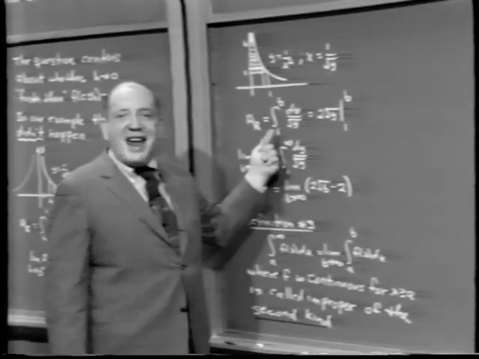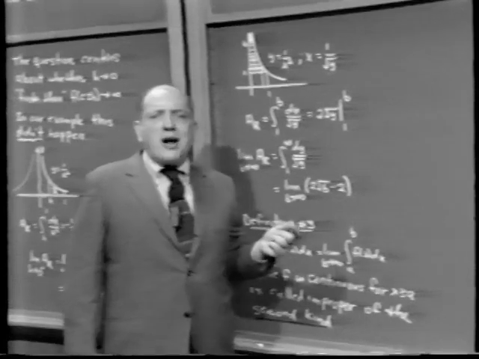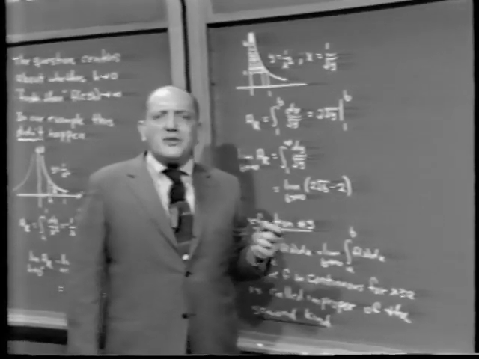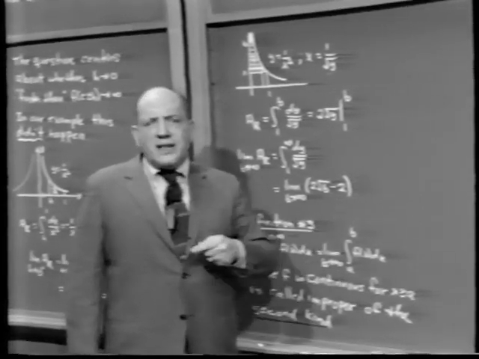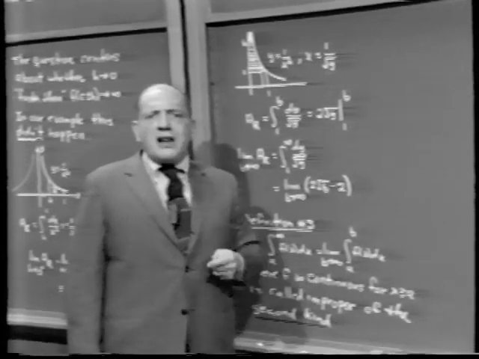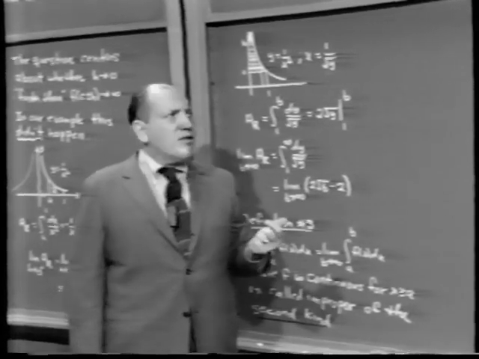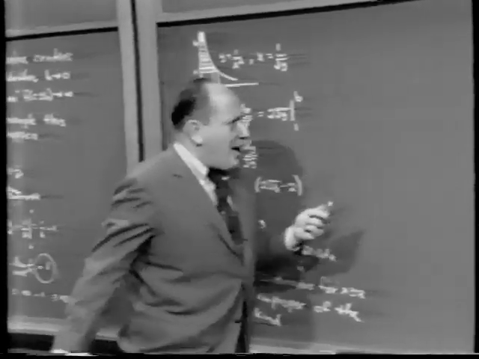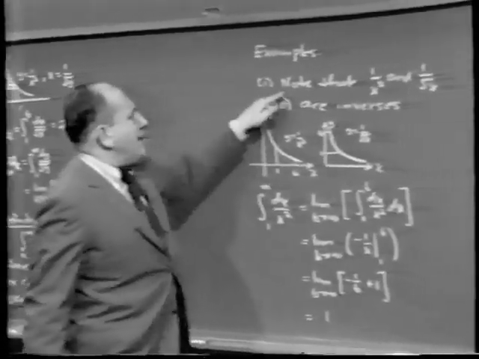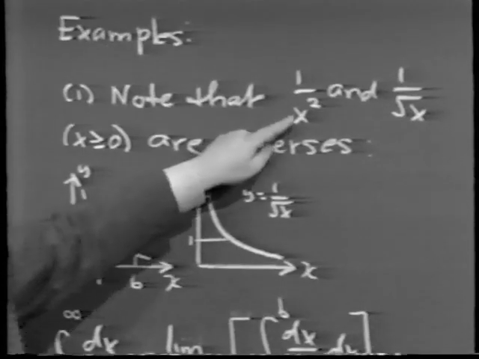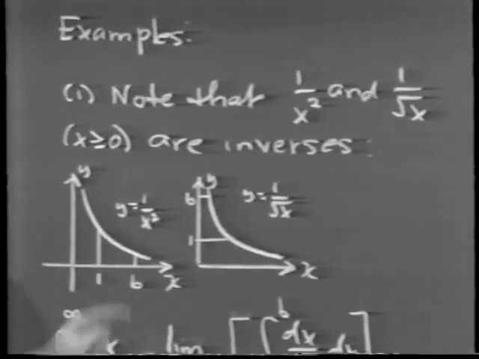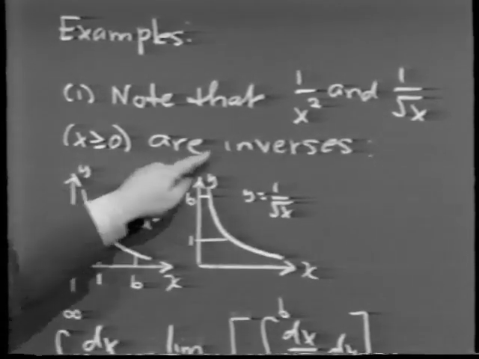In other words, in terms of the example that I just showed you, I wanted you to see how you can get from an integral of the first kind to an improper integral of the second kind just by replacing your vertical strips by horizontal strips. In fact, in terms of my first example over here, notice that indeed 1 over x squared and 1 over the square root of x, where x is at least as big as 0, are inverses.